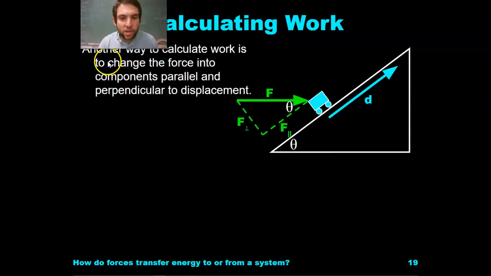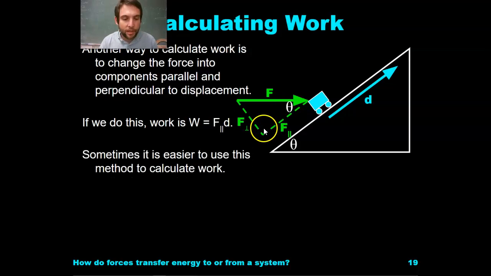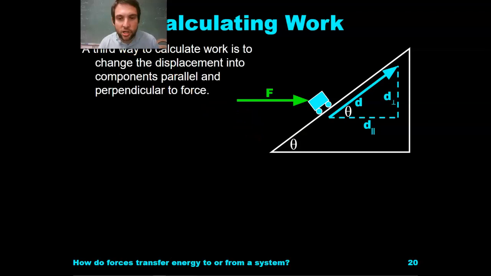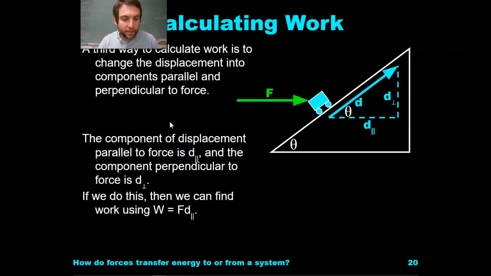Another way to calculate work is to change the force into components, parallel and perpendicular to displacement. If we do this, then work equals the parallel component of the force vector times displacement. Sometimes it's easier to use this method to calculate work. A third way to calculate work is to change the displacement into components, parallel and perpendicular to force. The component of displacement parallel to force is d parallel, and the component perpendicular is d perpendicular. When we do this, we can find the work using work equals force times the parallel displacement.